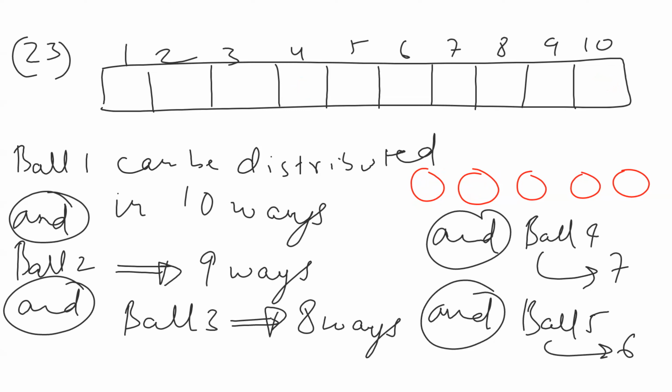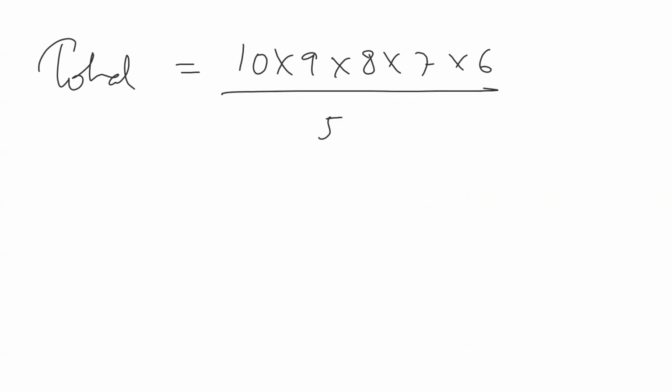Ball 1 can be distributed in 10 ways, ball 2 in 9 ways, ball 3 in 8 ways, ball 4 in 7 ways, ball 5 in 6 ways. So the total number of ways is equal to 10 into 9 into 8 into 7 into 6 upon 5 factorial. Can you tell me why I am putting this 5 factorial?